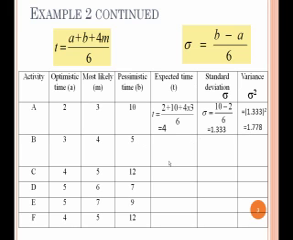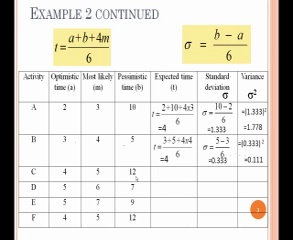If we now look at activity B, we have an optimistic time of 3, a pessimistic time of 5, and a most likely time of 4. Putting that into the formula, we have 3 plus 5 plus 4 lots of 4 divided by 6. And that gives us 4. For the standard deviation, we have pessimistic time minus the optimistic time divided by 6, giving us a third. Now, 0.333 squared is 0.111.